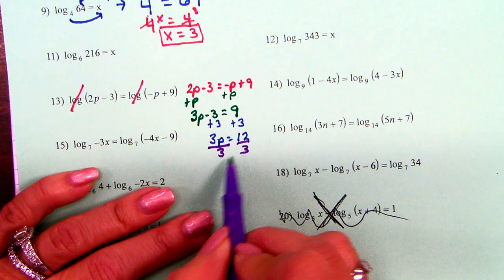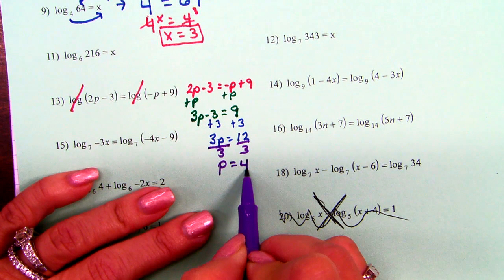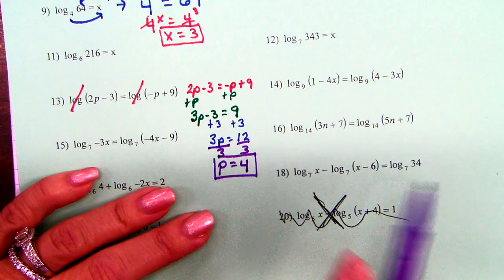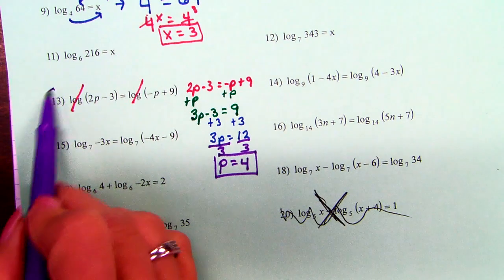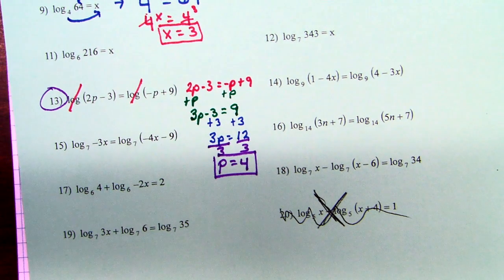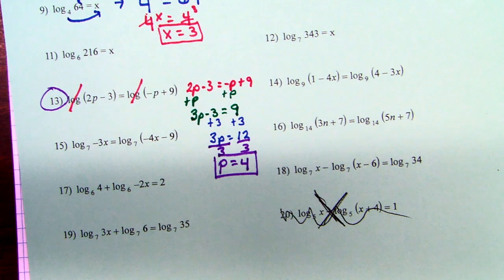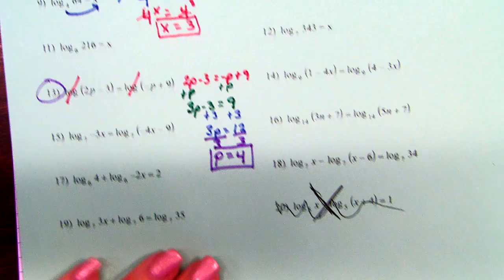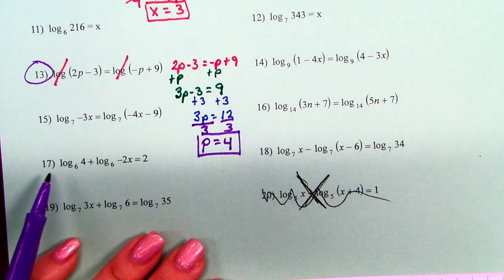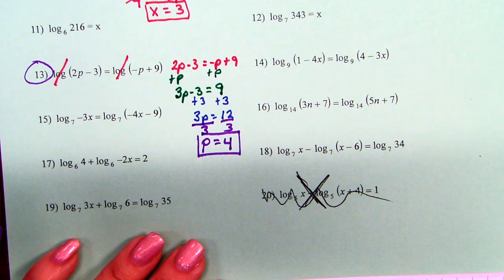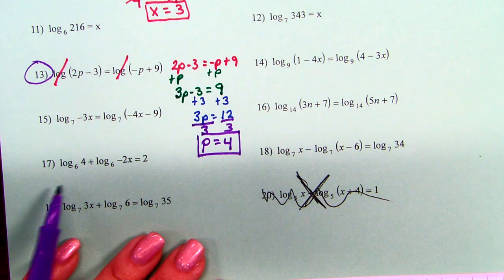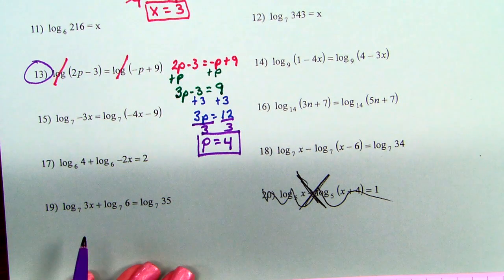Divide both sides by 3, and p is 4. Okay, so number 13, p is 4. So far we had one log on one side, one log on both sides. The third and final type is multiple logs on one of the sides, like number 17, or sorry, yeah. Let's see, 17, yes, 18, and 19.